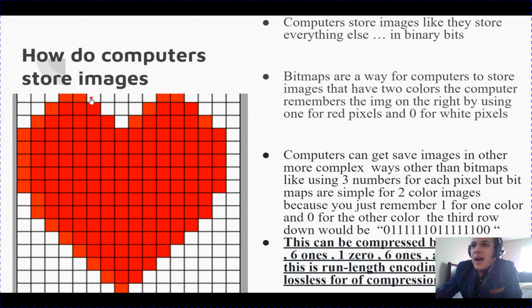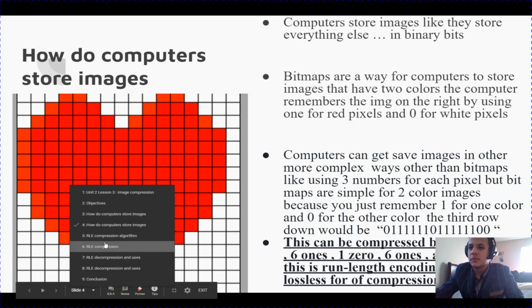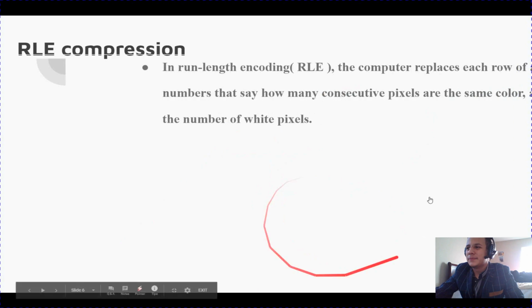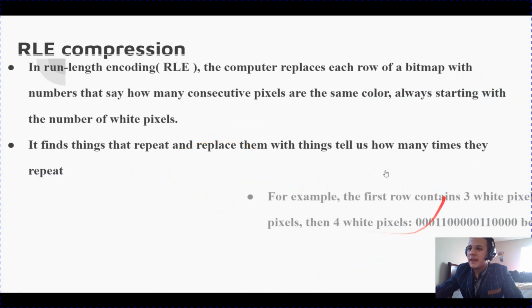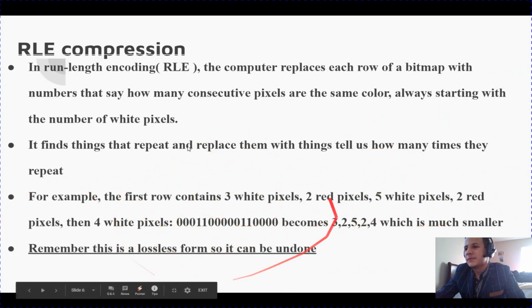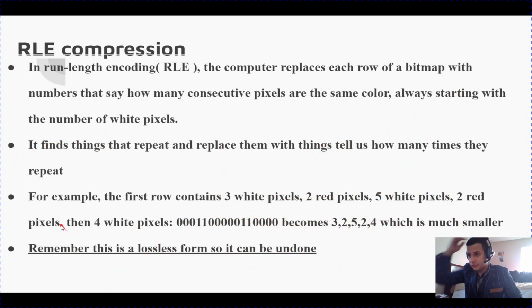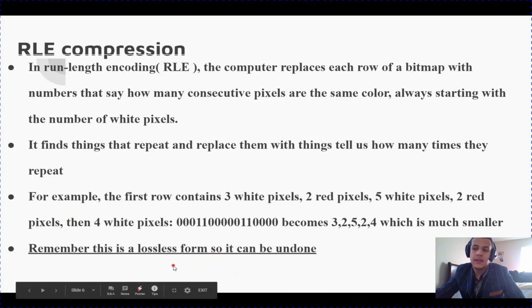For example, in the first row of that heart there were 3 white pixels, 2 red pixels, 5 white pixels, 2 red pixels, and 4 white pixels. Once we run it through run length encoding, instead of saving all these zeros and ones, it can just save 3, 2, 5, 2, and 4, which is a much smaller memory usage string. And remember, this is a lossless form of compression, so it can definitely be undone and redone if you need it to be.